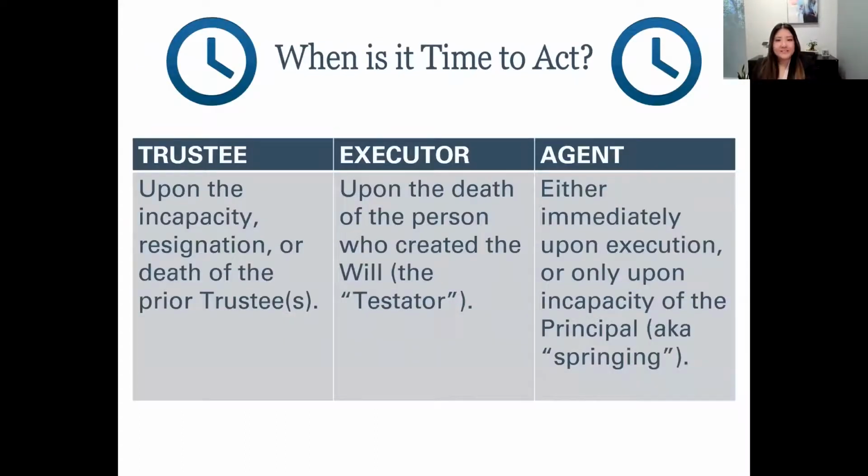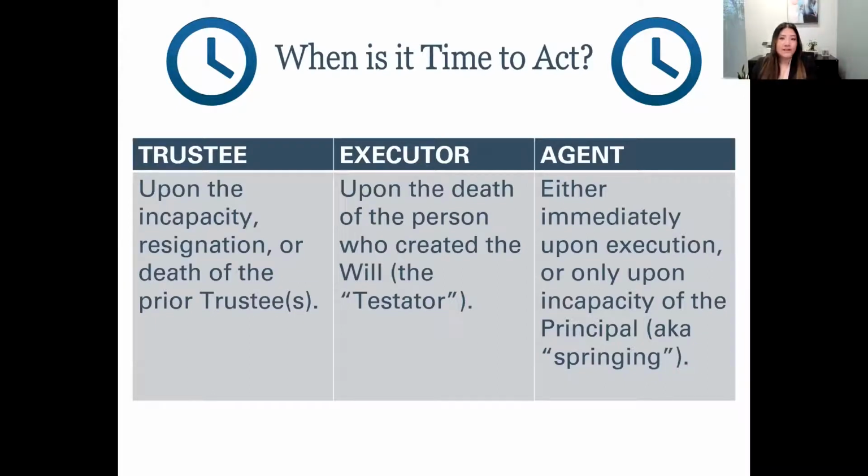All right, so we've talked about this a little bit, but the next question that we always get to is, if you're acting in the capacity or you're expecting to act in the capacity of a trustee, an executor, or an agent, when does that actually come into effect? So first with a trustee, kind of similar to what we've been talking about, but there's three real primary scenarios where you would be able to step in as a successor trustee. Typically, that's going to be either upon the incapacity of the previous trustee, which could either be the person who created the documents, which we would refer to as the trustor, the settlor, or the grantor.